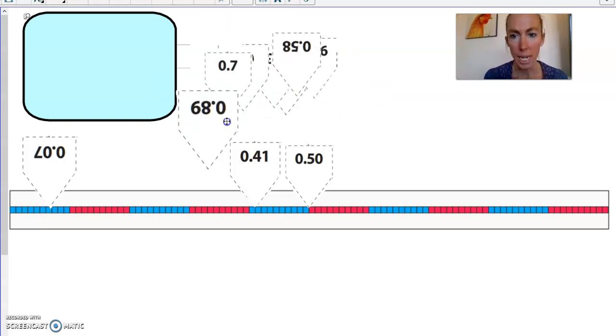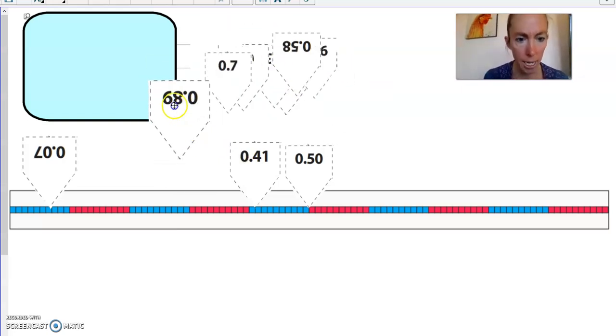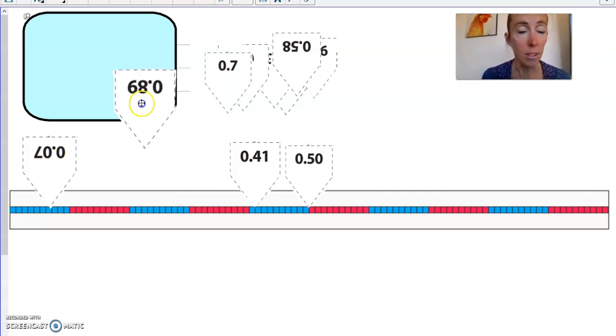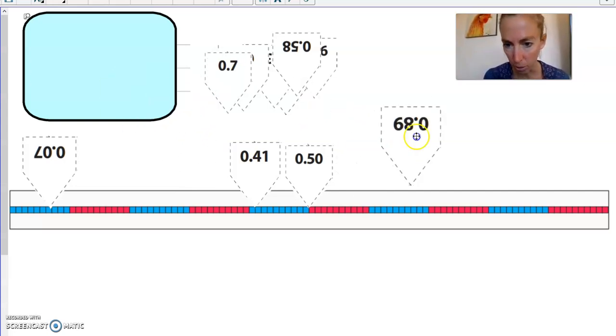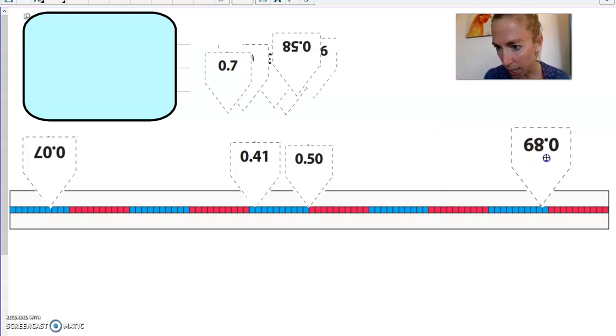Let's go this one. 89 tenths. No, it's hundredths. So I'm going to go 60, 70, 80, 89. Boom. So close to 90 hundredths. That is close to 1, isn't it?